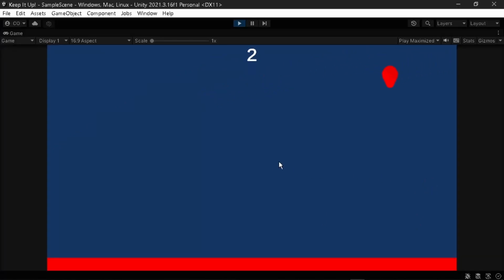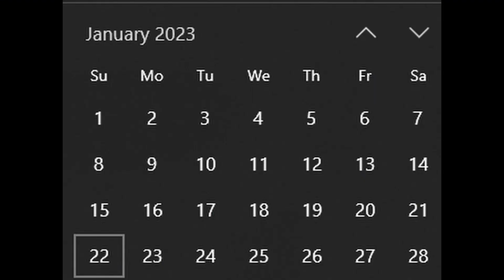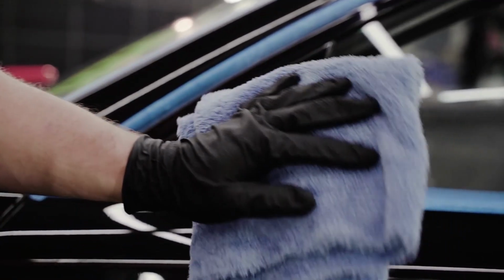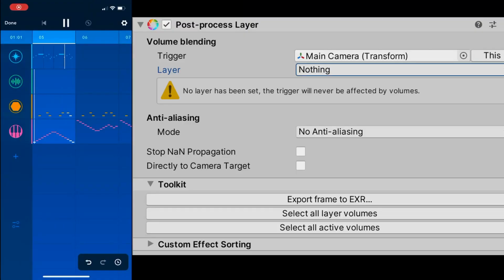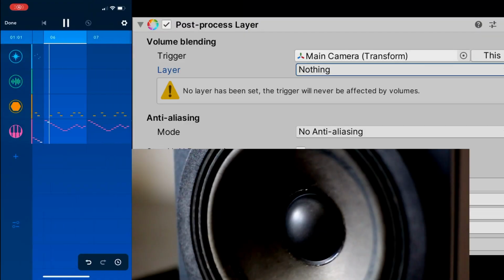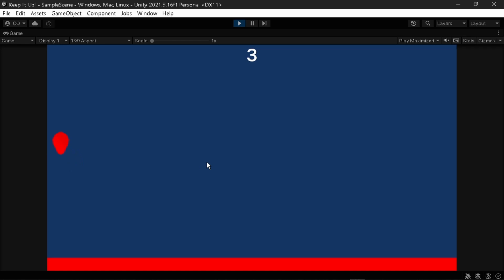I said it was playable, not complete. Cut me some slack. After making this, I would spend the rest of the week polishing my little balloon game, adding music, post-processing, sound effects, and even a- Oh, I almost spoiled it.